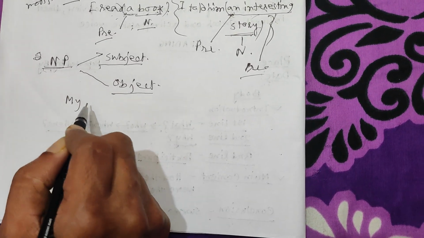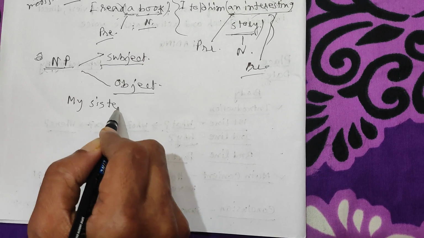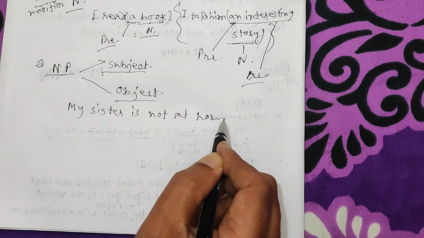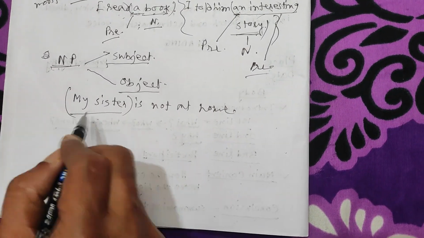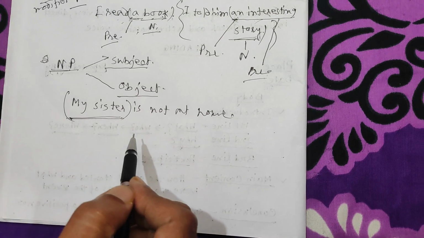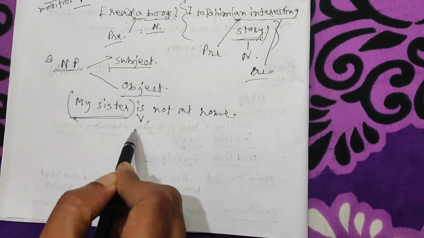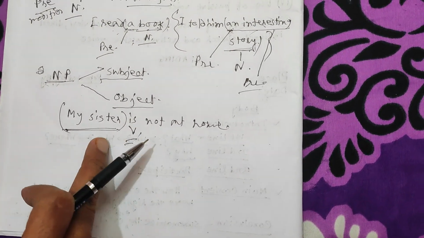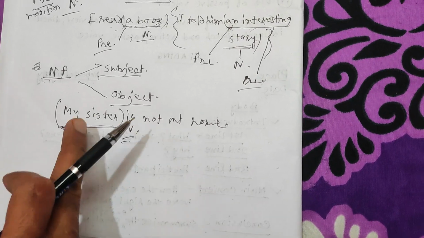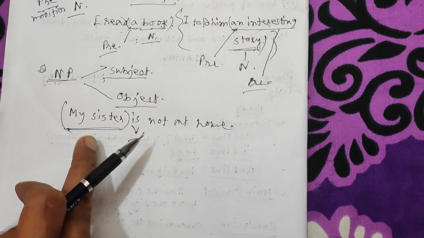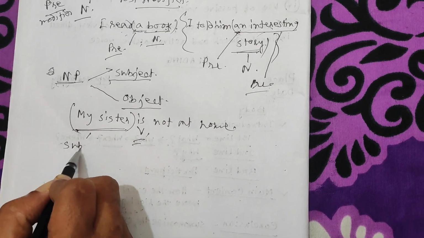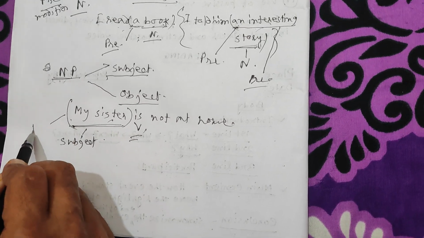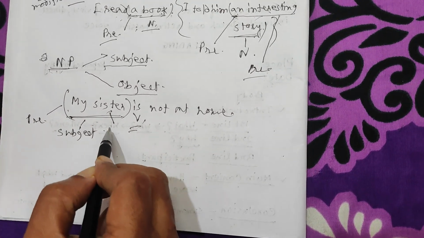My sister is not at home. Now, my sister here, this very group of words, is acting as the subject of the verb is. This is the noun phrase. It is used as a subject, in which there is a pre-modifier, my, and the head word, a noun.